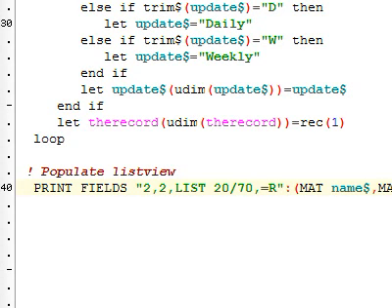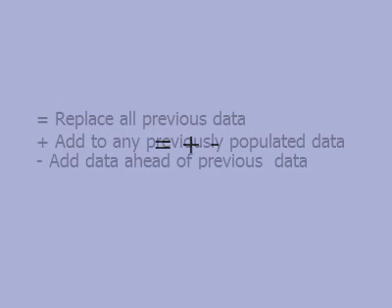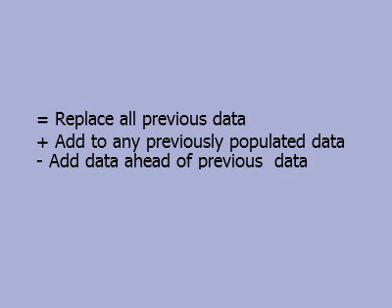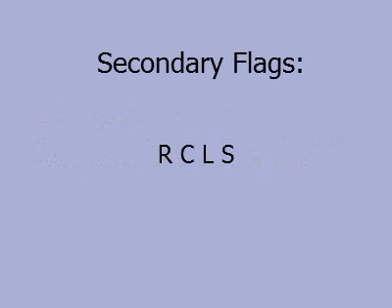Before we move on, let's take a closer look at the primary and secondary flags. There are 3 primary flags: equal, plus, and minus. Equal, like what we used, will replace any previous data that was populated in your list view. The plus sign will add to any previously populated data, and the minus sign will add data before any previously populated data. The secondary flags include R, C, L, and S.